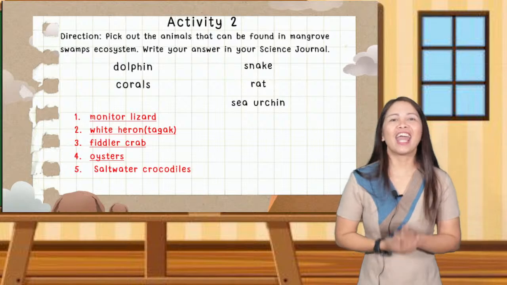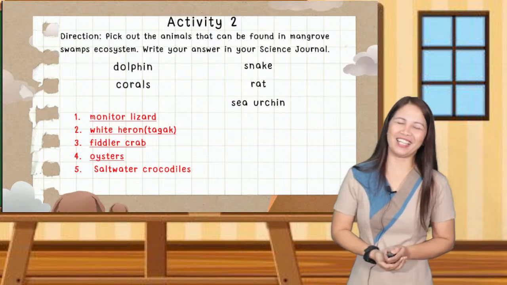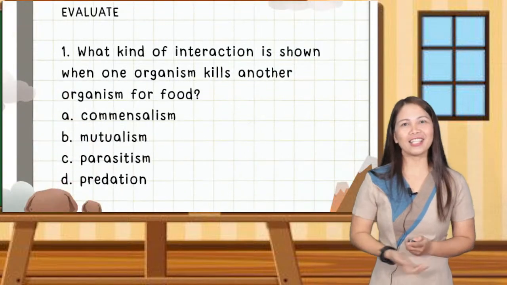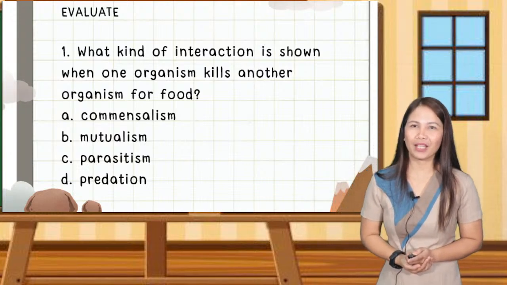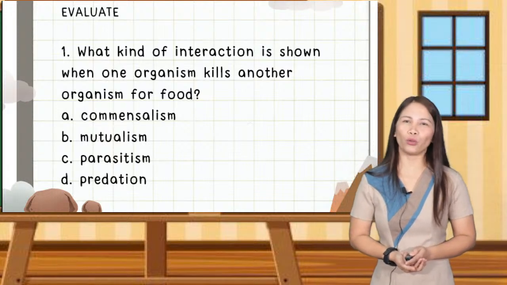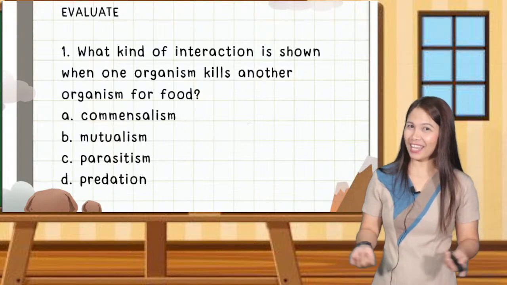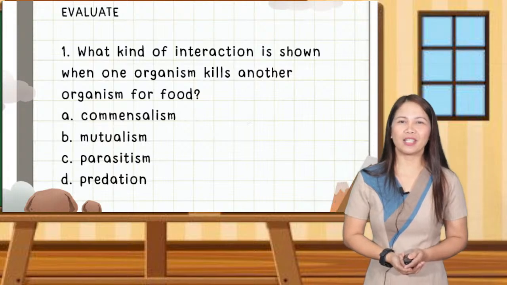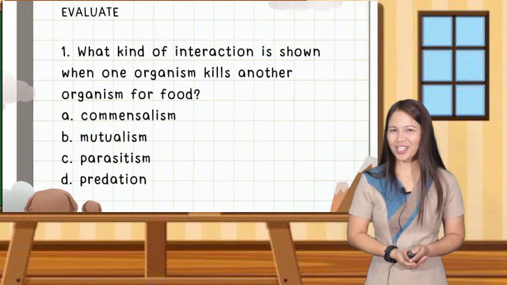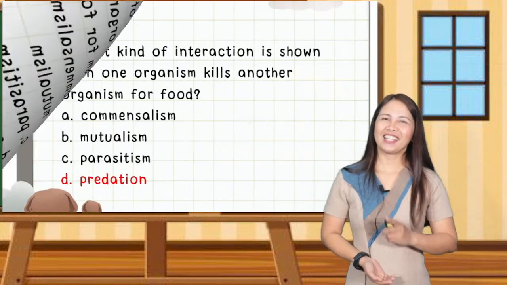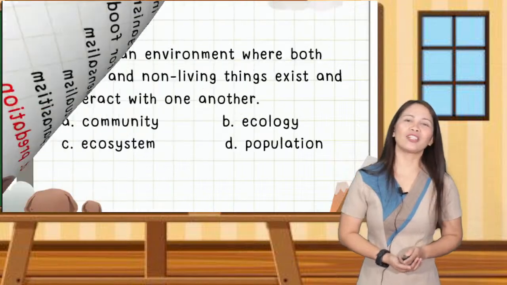Congratulations, kids! And this time, I know that you are now ready to answer the assessment. Let's do this. Are you ready? The first question is, what kind of interaction is shown when one organism kills another organism for food? A, commensalism, B, mutualism, C, parasitism, D, predation. What is your answer, kids? The correct answer is predation. That is right. Let's move on to the second question.